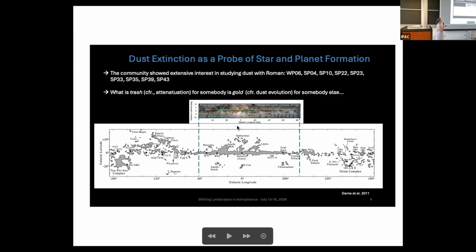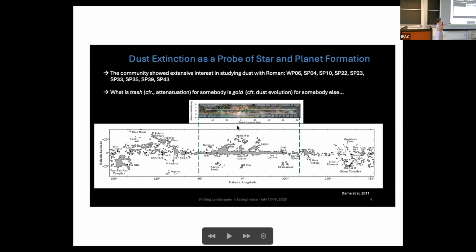So I wanted to put the Roman Galactic Plane Survey in context. The top plot is what I showed before, showing the coverage of the Roman Galactic Plane Survey. The bottom one is a figure I like very much from the paper by Tom Dame et al., about the CO survey that he performed many years ago. This figure is really nice because it shows the galactic plane and all the star-forming regions on the plane.